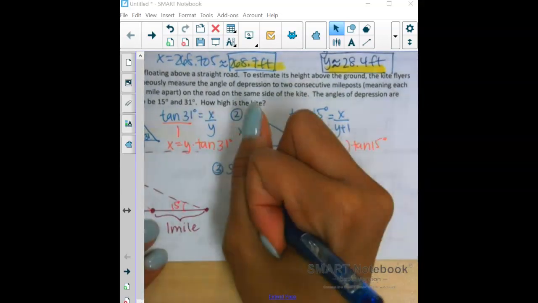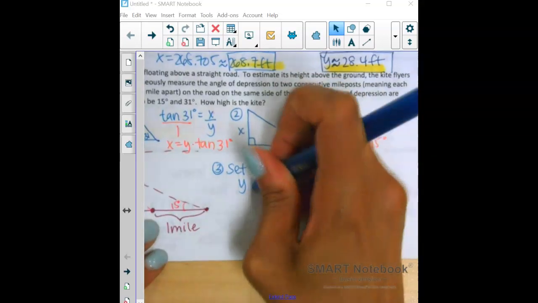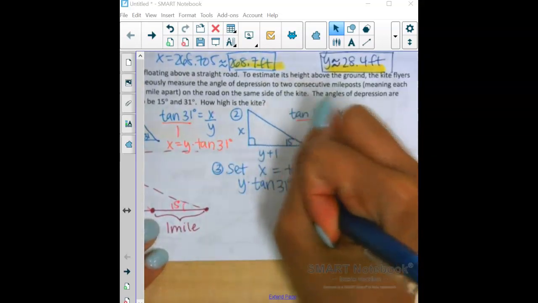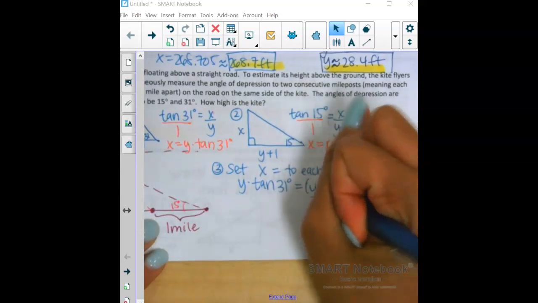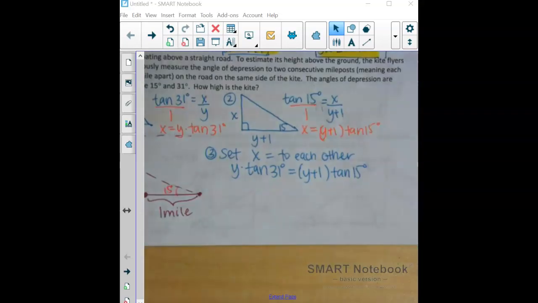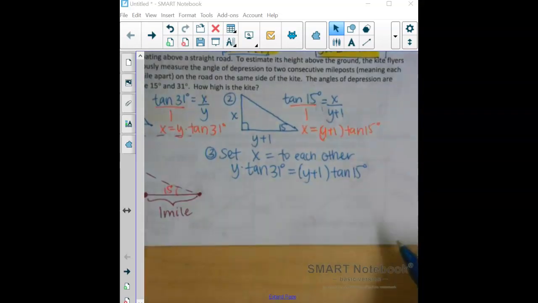So we're going to solve. So we're going to have y times tangent of 31 is going to equal y plus 1 times tangent of 15 degrees. Okay, so I have both of these equal. Obviously, I'm going to have to solve for y now. I only have one variable. Y is throughout the entire problem, so I can solve.